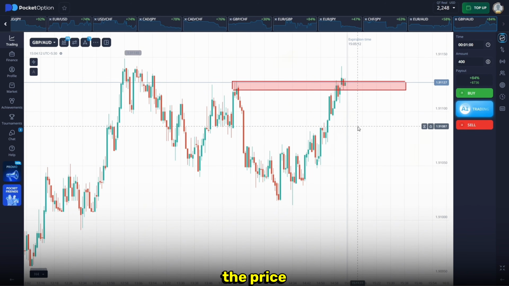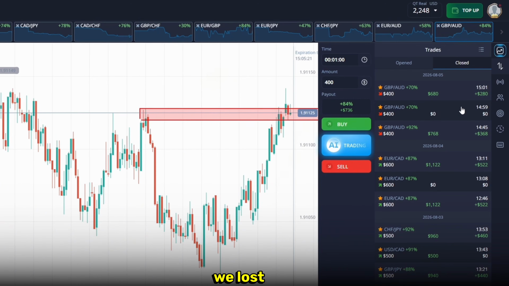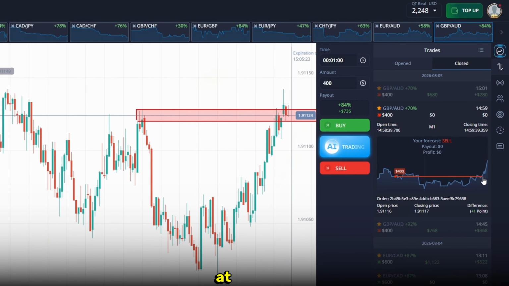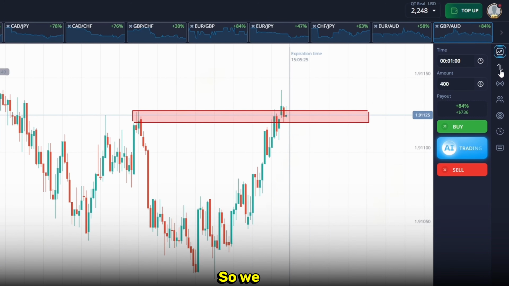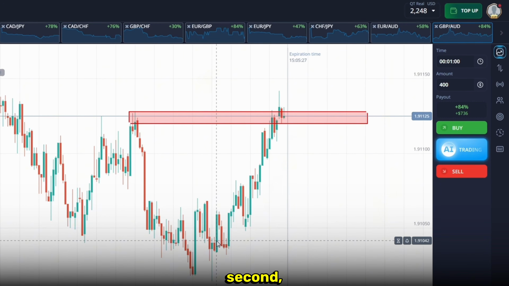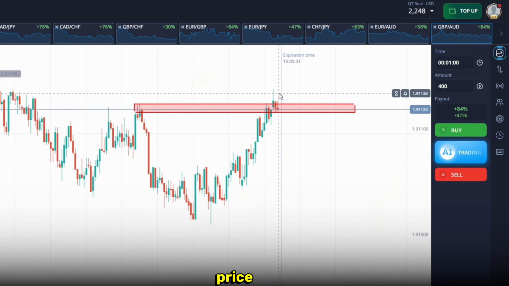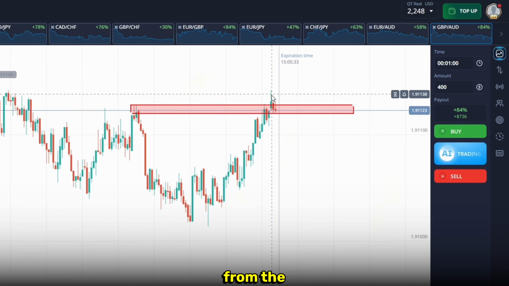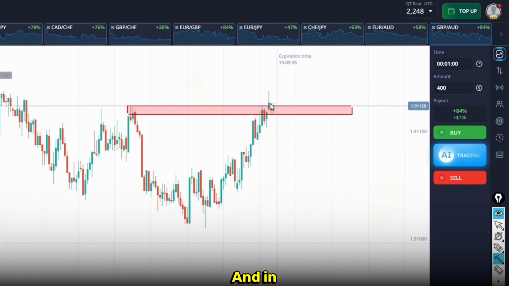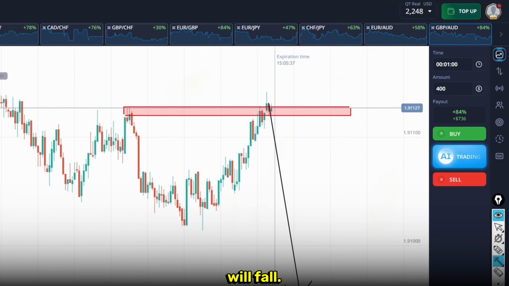Sometimes the price can take more than 1 minute to reverse, and because we have a limited, fixed expiry of 1 minute, we lost this trade, but it was at the very last second, so we lost this trade by 2 seconds, I guess. But ultimately the price reverses, and now you can see that price, after sweeping the liquidity from the upper zone, is showing reversal, and in future I'm expecting that price will fall.